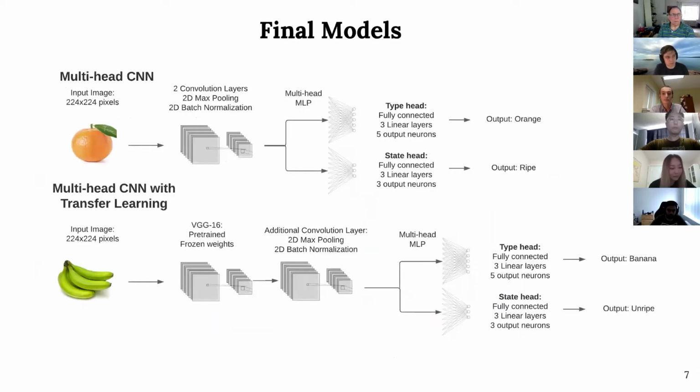So the architecture of the 2 final models are multi-headed CNN models with transfer learning and without transfer learning. Both models take image input, which goes through a shared convolutional layer. Then they're passed on to 2 different 3-layer MLP heads, where the first classifies the fruit type, and the second classifies the ripeness state. The model without transfer learning has 2 convolutional layers of our own design, and the transfer learning model uses a pre-trained frozen VGG16 with 1 additional trainable convolutional layer. Both models calculate their loss by summing the loss of each output head.